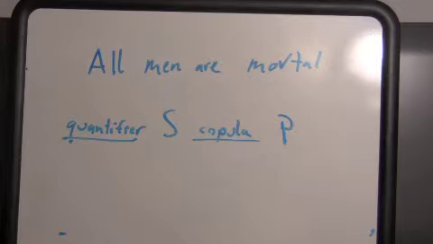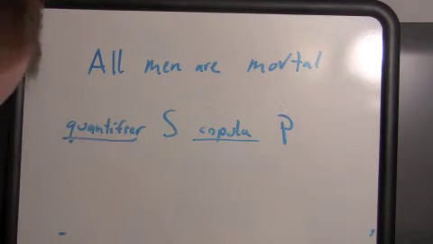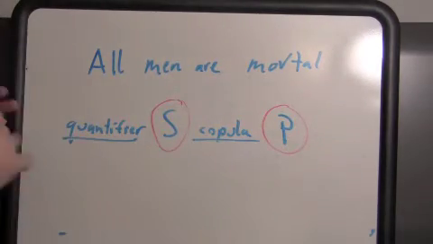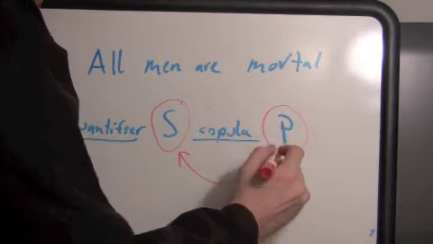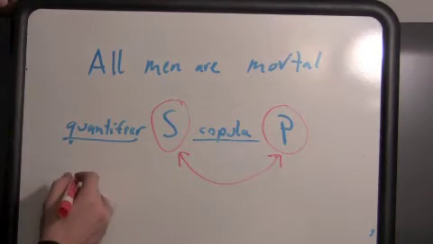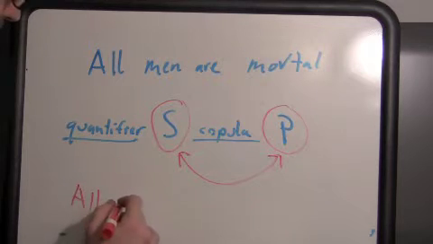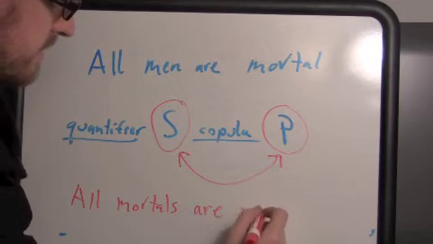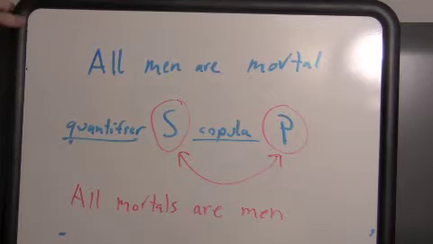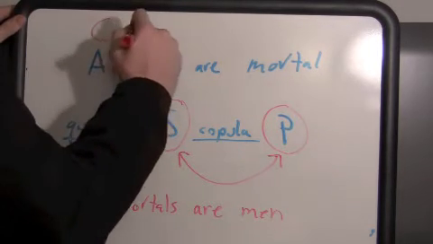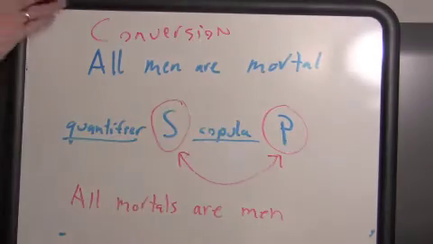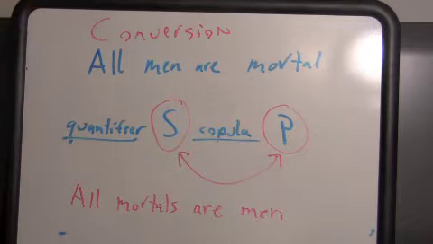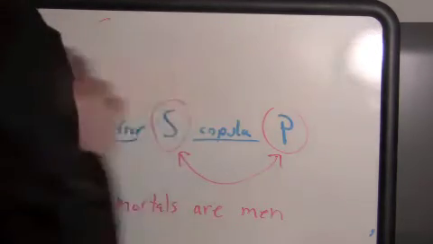Now, conversion is very simple. Essentially what we do for conversion is we're really just going to switch the subject and the predicate. We just switch them. That's all we do. Such that what would result is that all mortals are men. Right? But you can see by doing conversion here, I'll just write this up here so you can see it, this is clearly false. Conversion actually does not work on an A statement, but it does work on other statements, right?